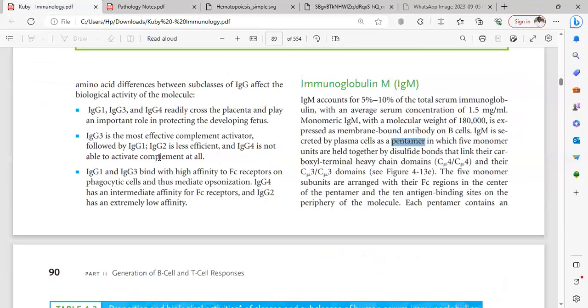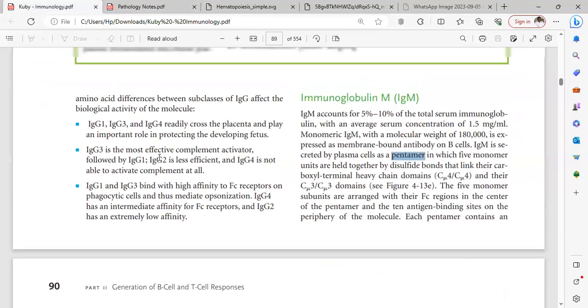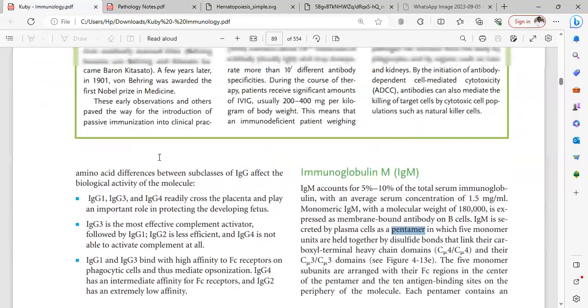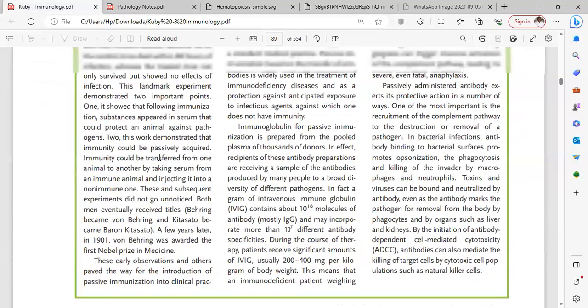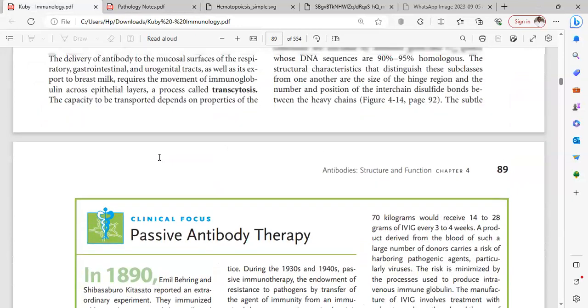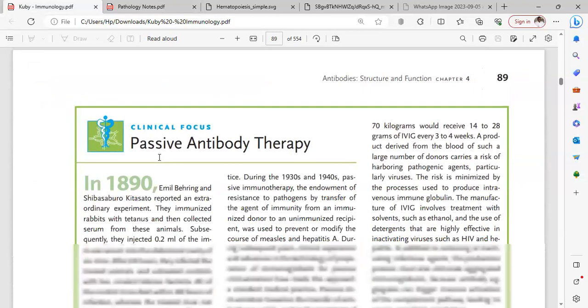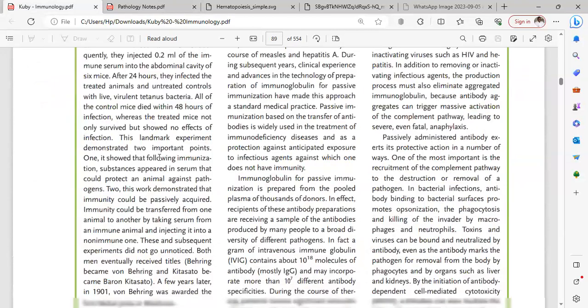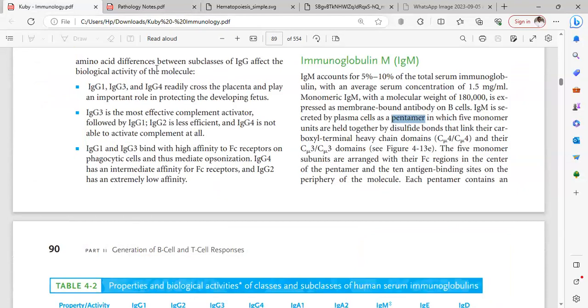Okay, it's because I saw a question: which antibody is implicated in hemolytic disease of the newborn? So it should be IgG. Yes, IgG is the only one that crosses. Thank you.